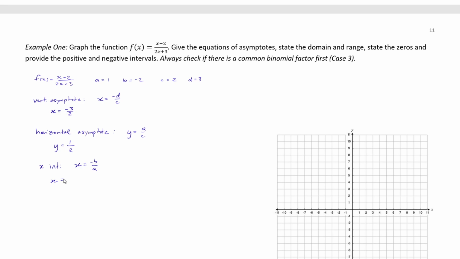And so x in this case is equal to 2 over 1, right? So negative, and b was negative 2. Right, so x is equal to negative negative 2 over 1, which is just 2. So my x-intercept for this graph is going to be 2 and 0. Okay, so I can plot that right here.